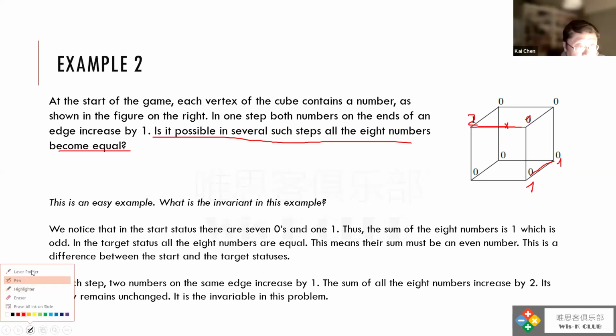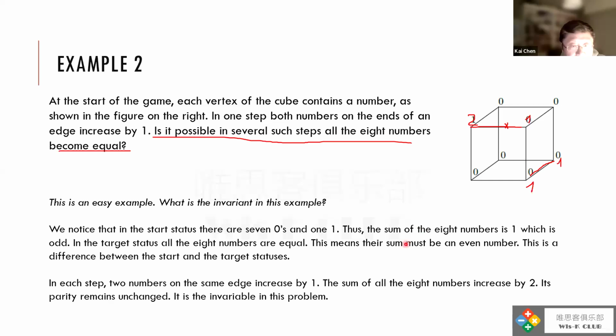So for this kind of question, we ask, what is the invariance? Because it seems all the numbers are increasing, right? All the numbers are increasing. But what is the invariance? We have to look at something above the number. Not only the number itself, but above it.